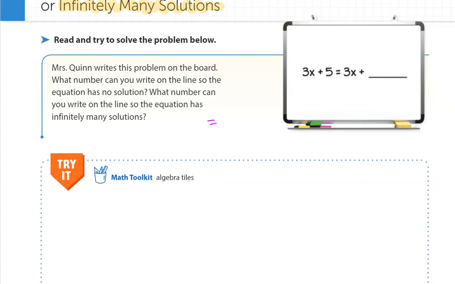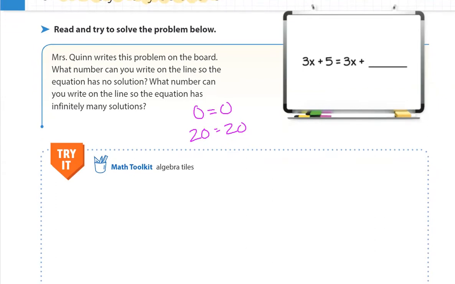So, for example, 0 equals 0, 20 equals 20. If you end up with something like this where both sides are just the same number, that just means it has infinitely many solutions. You could put anything for x and it would work.